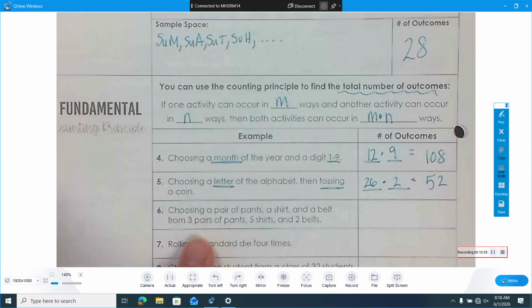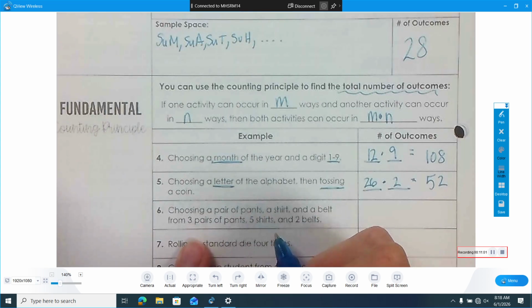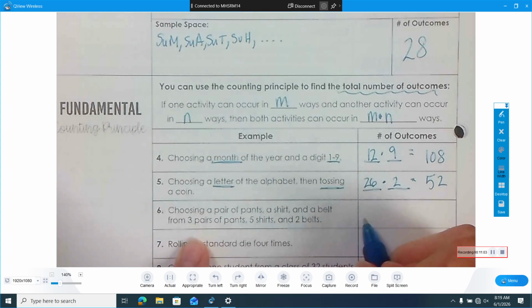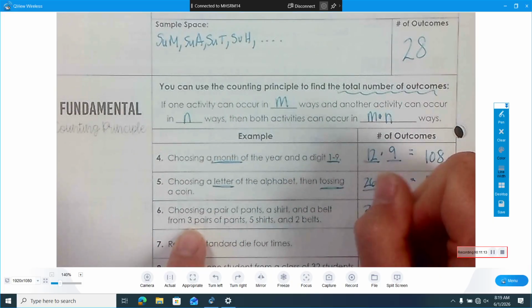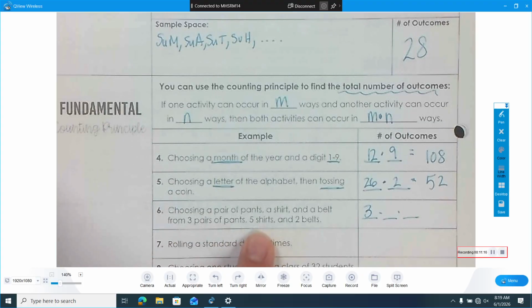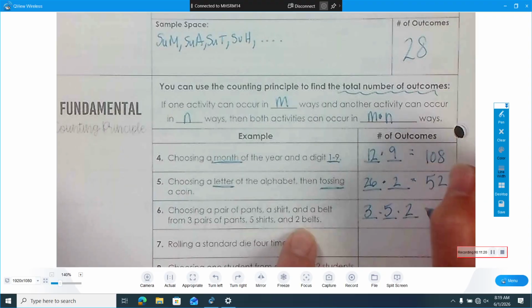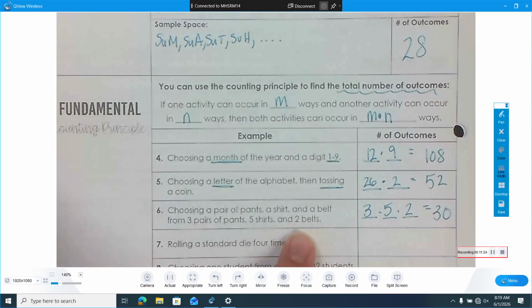All right. Tossing a coin. What can happen when we toss a coin? 2 outcomes, heads or tails. So 26 times 2 is 52. Good. Okay, choosing a pair of pants, a shirt, and a belt. You've got 3 choices to make. How many pants do we have? 3. What about a shirt? 5 shirts to choose from and 2 belts. So that's going to be 10 times 3, which is 30.